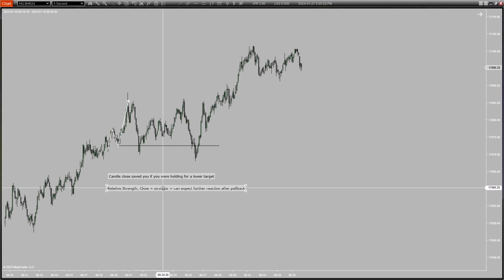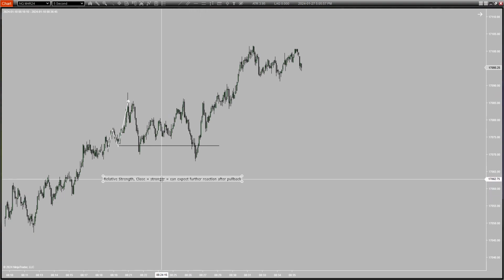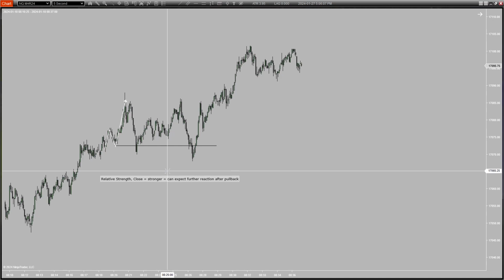So this brings to the point of relative strength, where closes equal stronger, which equals you can expect a further reaction from price. So were you wrong to sell here and take your 5 points? I wouldn't say so. I wouldn't say that's wrong. It's all about what you can expect on strength. Closes equal stronger, which equals you can expect a further reaction. That's all it is really.